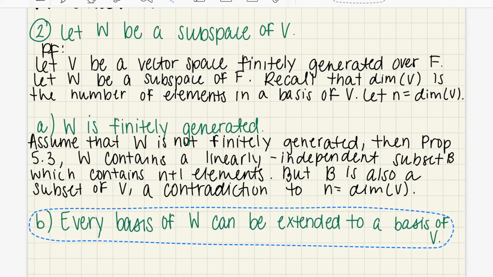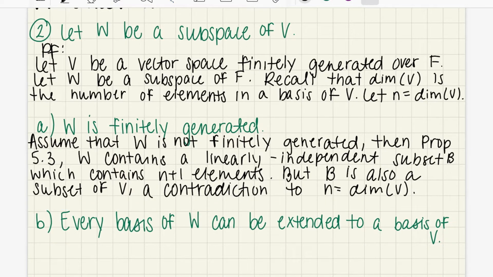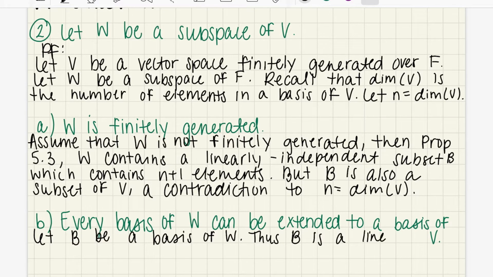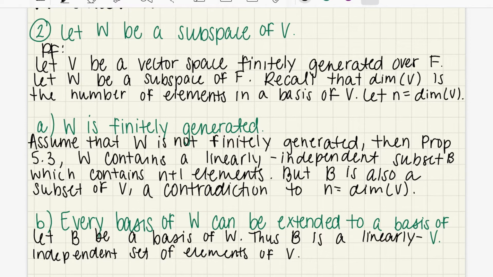Then we move on to the second part, which is every basis of W can be extended to a basis of V. So at first we're going to let B be a basis of W. Thus B is a linearly independent set of elements of V. So then we can say by proposition 5.7, we can now extend it to a basis of V.